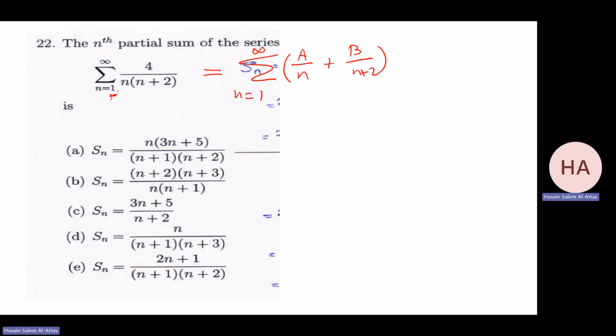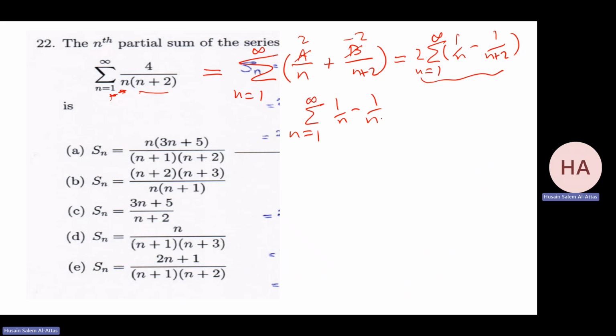So what will be A? I cover the n, put 0, and I'm getting 2. Here I cover n plus 2, put -2, and I'm getting -2. You can check: 2n plus 4 minus 2n, so it's 4. So it's okay. Now that will be the summation from n equals 1 to infinity of 2 over n minus 2 over n plus 2. You know what? I can take the 2 outside. I think it's better to start with 1 over n. Don't forget the 2 outside. So I have 2 times this summation, and I'll work out this one: the sum from 1 to infinity of 1 over n minus 1 over n plus 2.